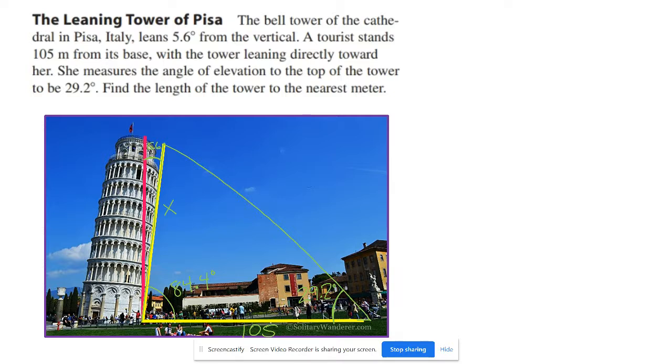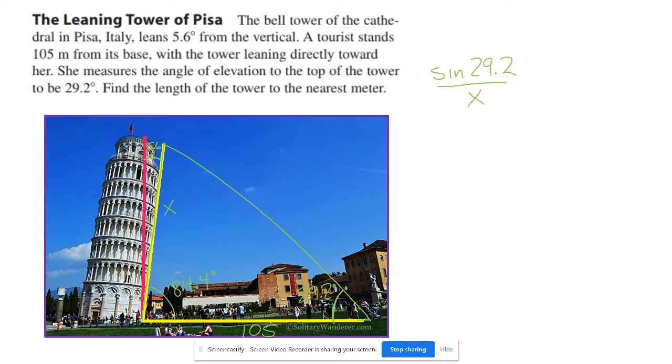Okay, so here's the issue we have if we try to set this up. The 29.2 and the x go together. That's great. So I have sine of 29.2 over x. That works. The x is opposite the 29.2. The 84.4 and the 105, however, do not go together.